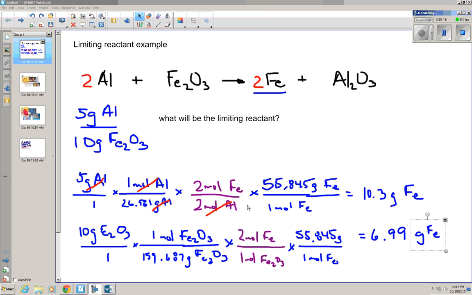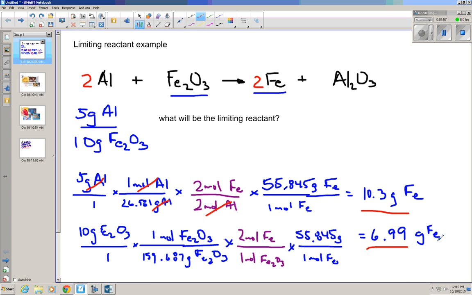Okay, so we did a lot of work here. I went and took our 10 grams of iron oxide, I got the molar mass of iron oxide, and then I looked at the ratio. I know that there's 1 part iron oxide for every 2 parts of iron, and I had to put this in here to cancel. And then I used the molar mass of iron again. And the nice thing about this is we end up using the same numbers a lot, so you don't have to go and do a lot of other work again. So check this out. If I start with 5 grams of aluminum, I can make 10.3 grams of iron. If I start with 10 grams of iron oxide, I could theoretically make 6.99 grams of iron.